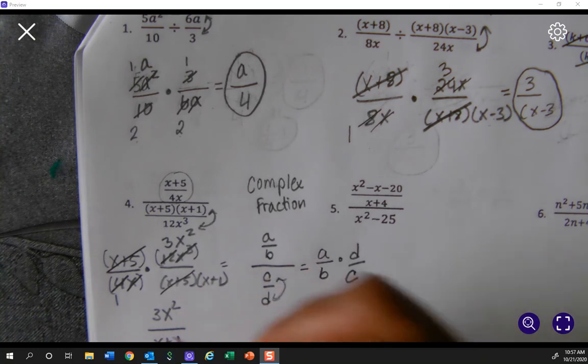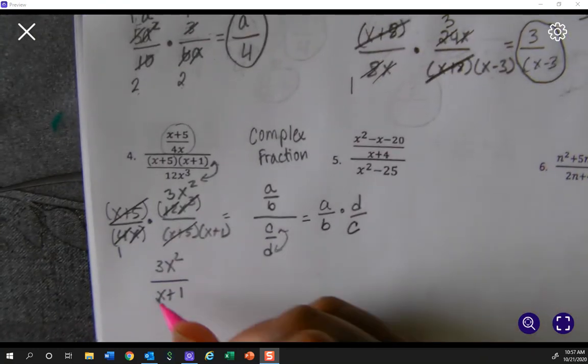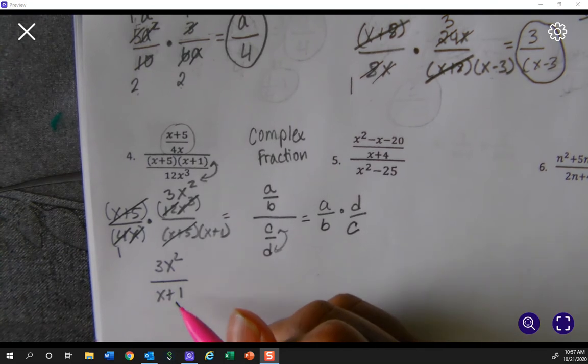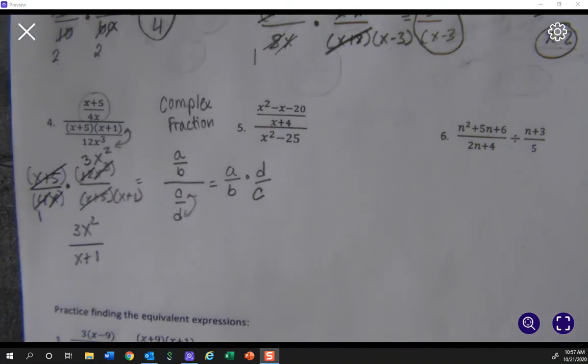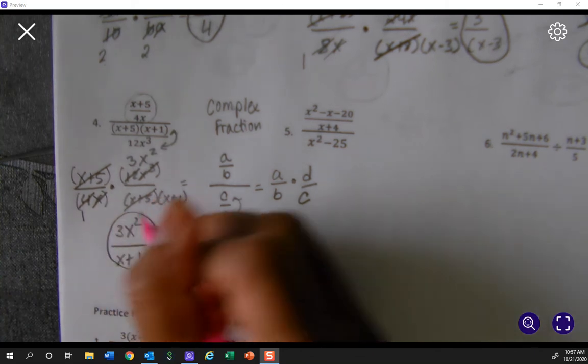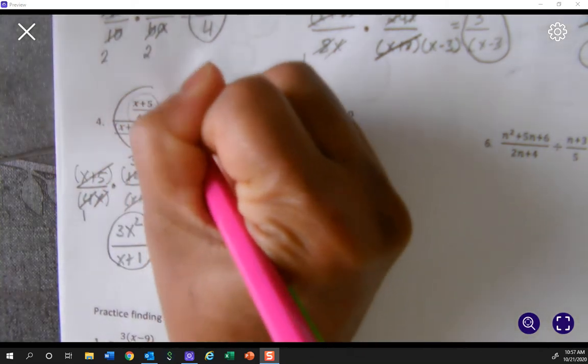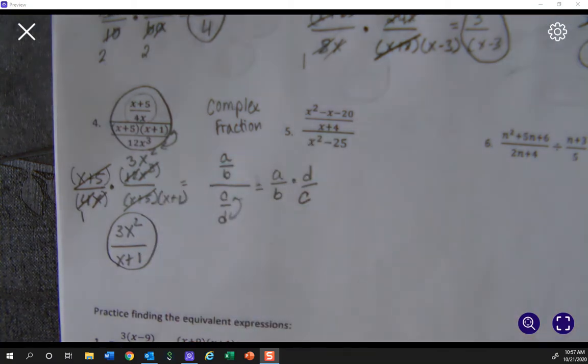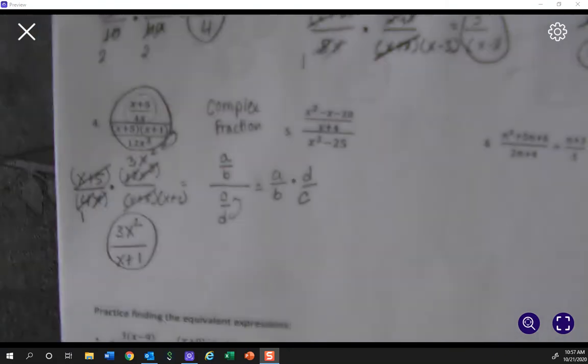And I cannot cancel these, sorry about that. I cannot cancel these x's because this x right here has a 1 attached to it. It's being added to it. Okay, so that's my answer. So this simplifies to this over here. Now, when it gets to complex fractions, you should probably go ahead and check your answer.